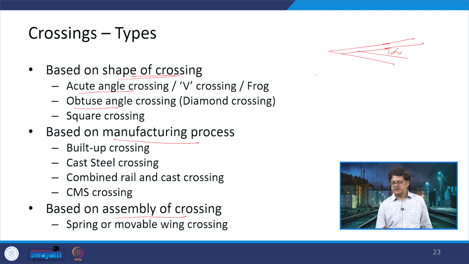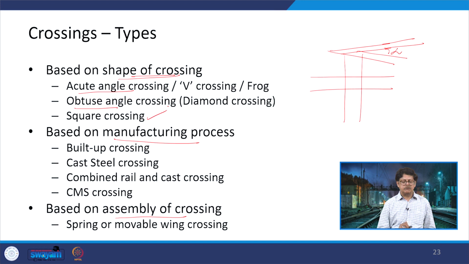But there may be a condition where the two tracks cross each other like this. So, in that case there will be a square crossing which will also get formed.